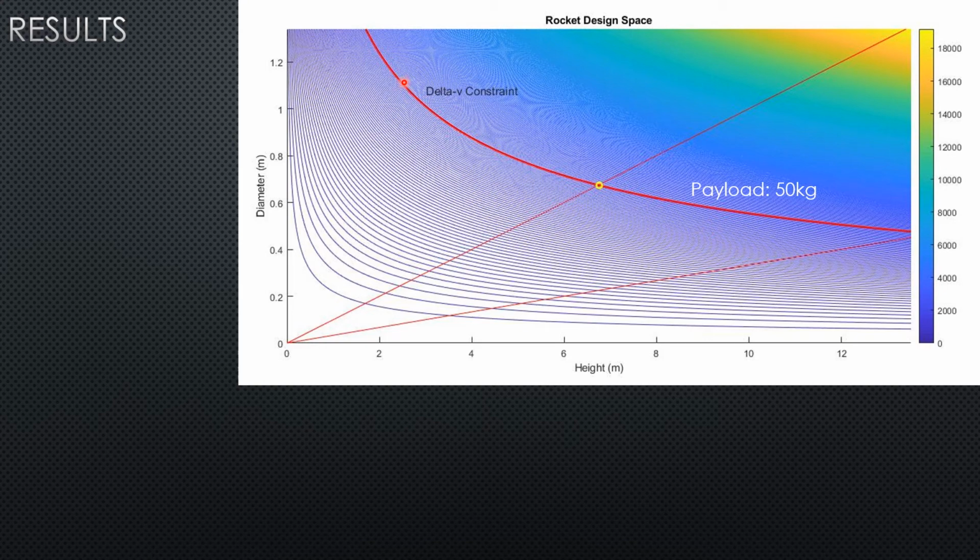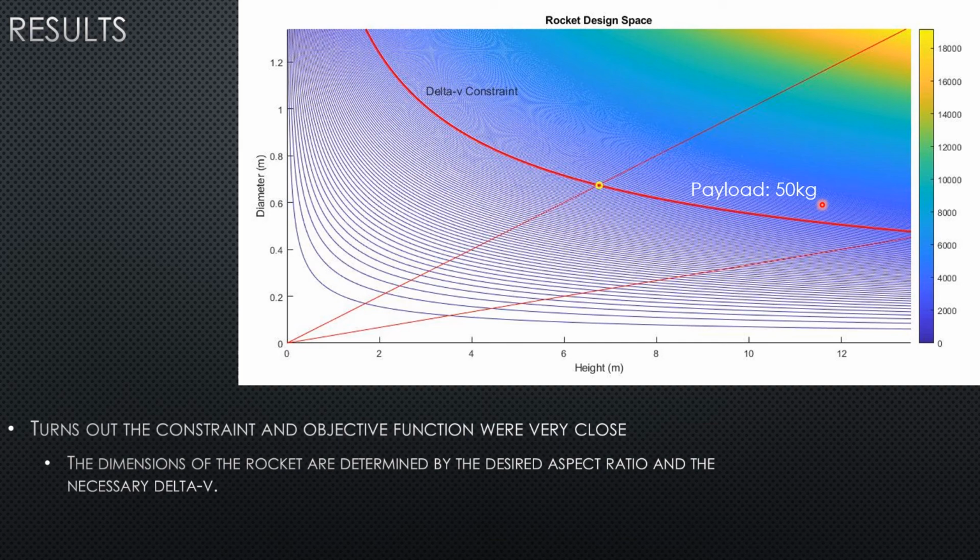In these runs, the delta V is set to be at least 9.4 kilometers per second, which is what's needed to get into low Earth orbit. The chart's running with a payload of 50 kilograms, about 110 pounds, maybe a small satellite if you wanted to send one up. Since we wanted to have the lightest rocket with enough delta V, it makes sense to see our result right on the edge of this constraint.